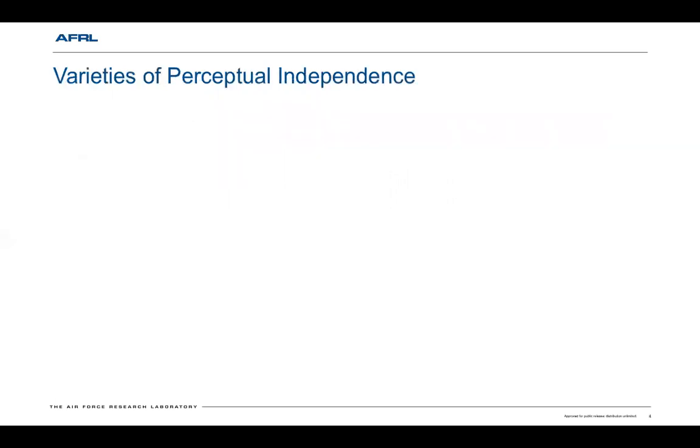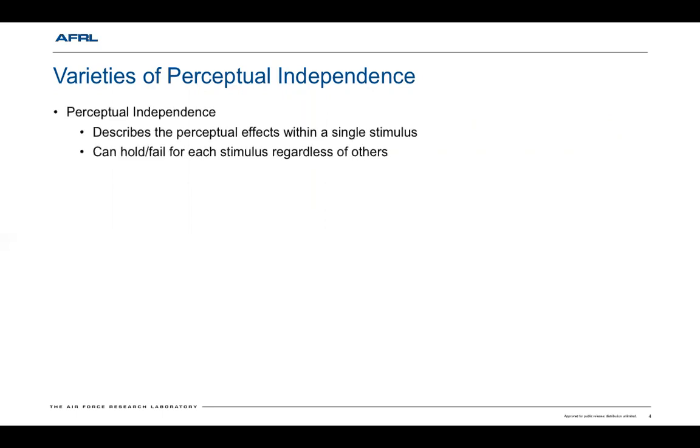GRT proposes multiple types of independence that can arise at particular points in the perceptual decision process. The first is called perceptual independence. Perceptual independence describes the stochastic independence of the perceptual effects within a given stimulus. It can hold or fail for each stimulus, regardless of whether it holds or fails for the other stimuli.